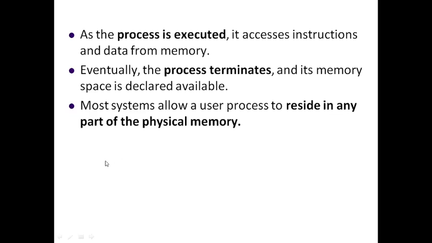Initially it resides in the disk memory, and then when it has to be executed, it gets queued into a disk queue or the long-term queue, and eventually it gets loaded into the main memory and becomes part of the ready queue, and then goes to the CPU, and depending upon its size, it may take multiple turns, and is finally completed. This is how a program actually gets executed. Most systems allow a user process to reside in any part of the physical memory.